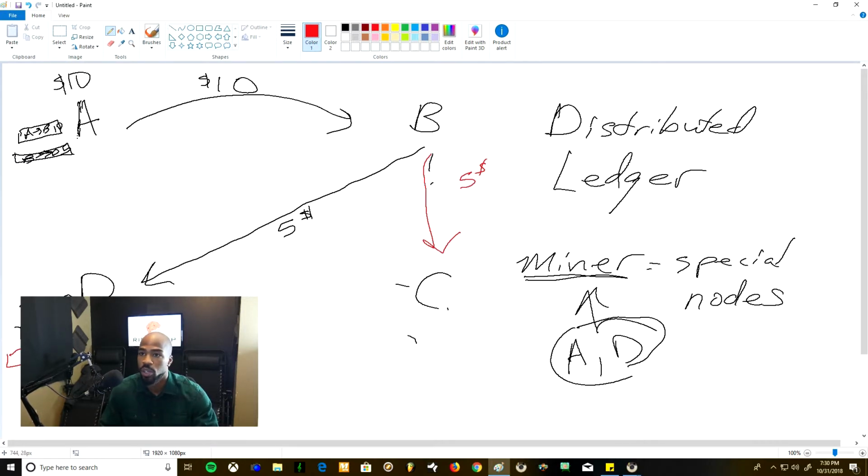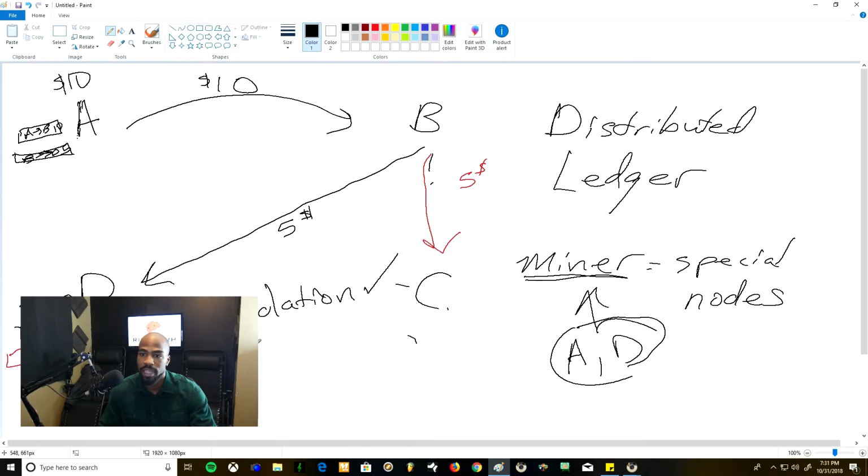So let me show you. I'm just going to write the steps down. The first step is validation. And that's validating if the transaction can go through. And we can see since B received $10 from A, it should have at least $10 to send out. Even though it sent $5 to D, it still has another $5 to send to C. So it's validated, okay?